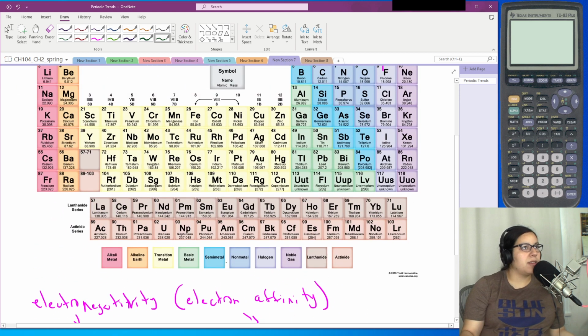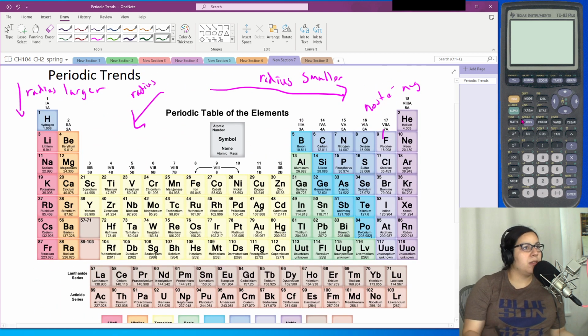Never know where to write these things. So increasing electronegativity. As we go across, the atoms get more and more full, and they really want that full octet. That's what leads to the increase of electronegativity.